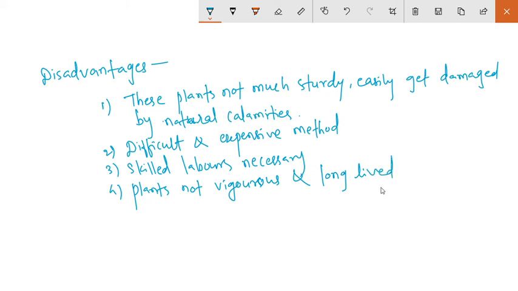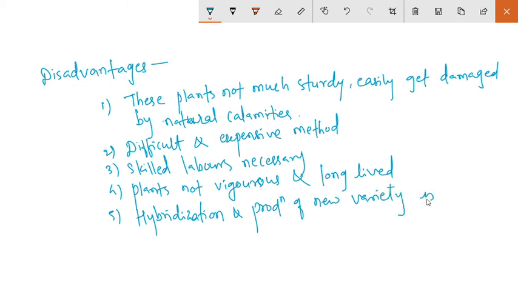These plants do not live for a long time, and hybridization is not possible. And production of new variety is not possible.